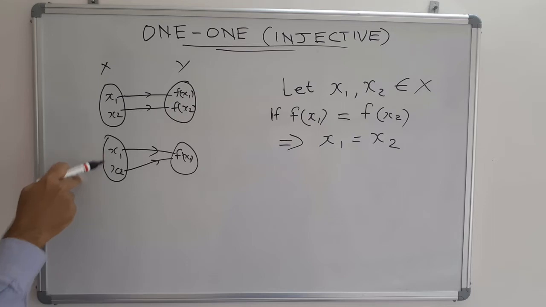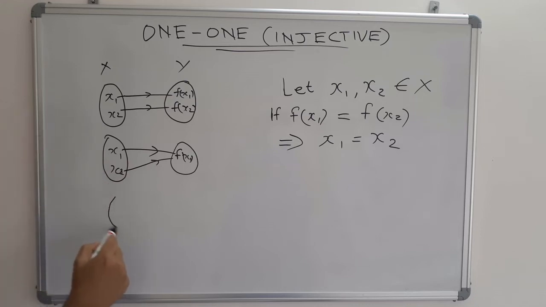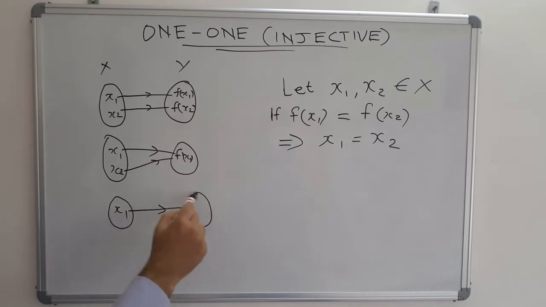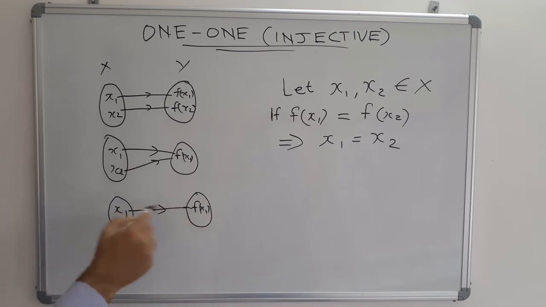Now we can see there are two elements here in the first set, x1 and x2. If both are equal, both are the same, then it is one-one. That means here there are no two different elements. There is only a single element. So it will come like this, x1 is equal to x2 here. So I can write just x1 there, and it will be like f of x1 as an image of x1. So this is what this definition means.